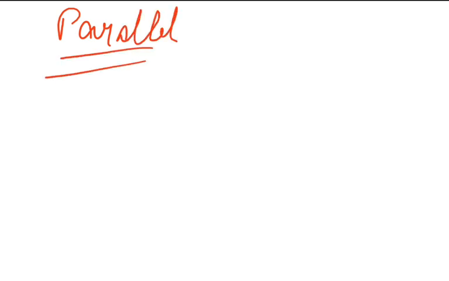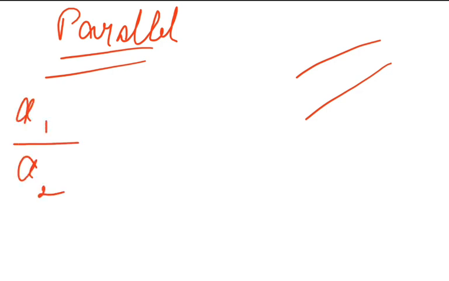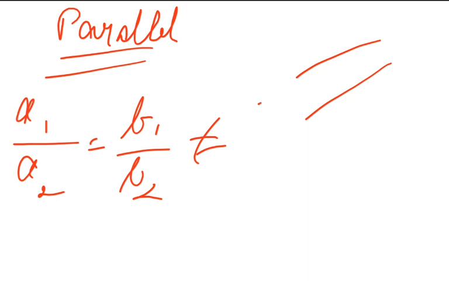Parallel is nothing but two lines that are parallel to each other in a graph. For this, the condition will be a1 by a2 is equal to b1 by b2 is not equal to c1 by c2. So you must remember these conditions.